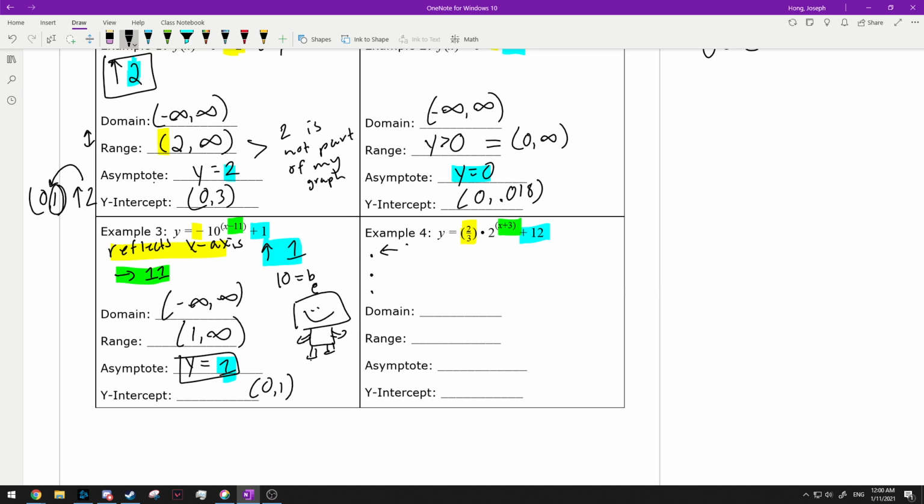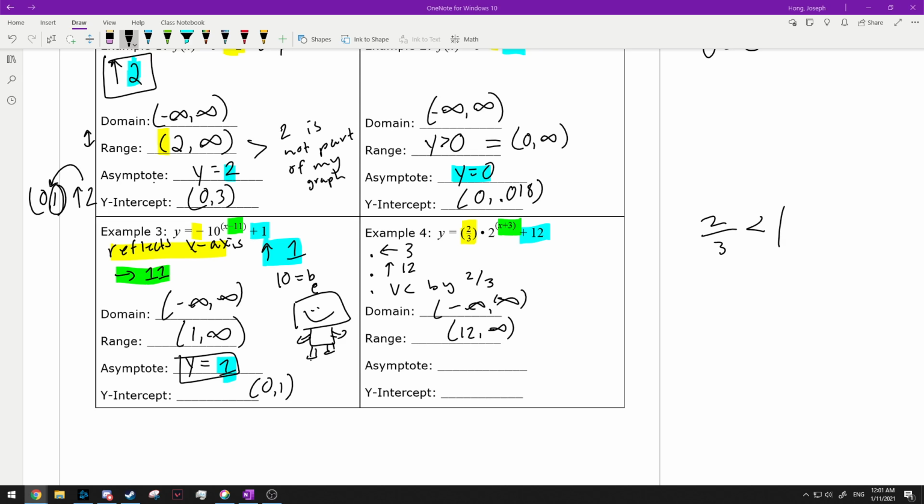It went to the left 3, and went up 12, and it's a vertical compression by 2/3. And the reason why it's a vertical compression is because 2/3 is less than 1, or 1 is greater than 2/3. Domain, negative infinity to infinity. Range, y is greater than 12, but I'm going to write it the Algebra 2 way, which is this.